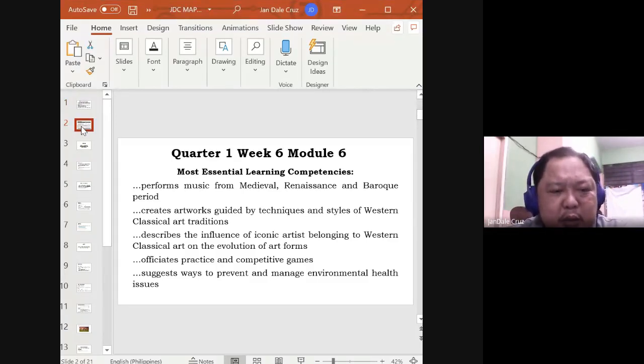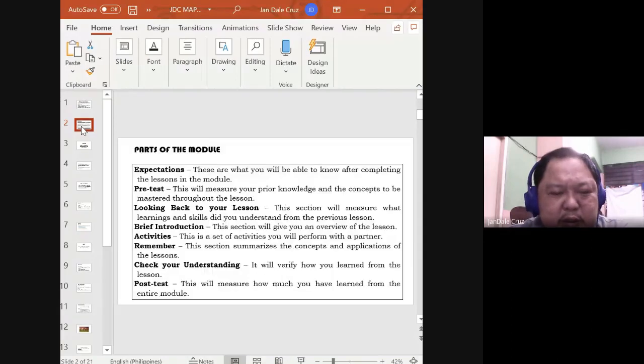So now I will just, alam niyo naman yung part sa module, kaya lang i-ano natin ulit. So expectation. These are what you will be able to know after completing. Okay? Yung pre-test, hindi na natin gagawin kasi kukulangan tayo sa oras. Next, looking back at the lesson, ito yung nakikita niyo review. Hindi na natin gagawin yan.